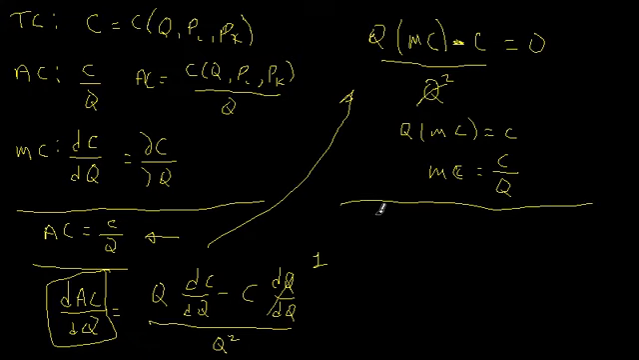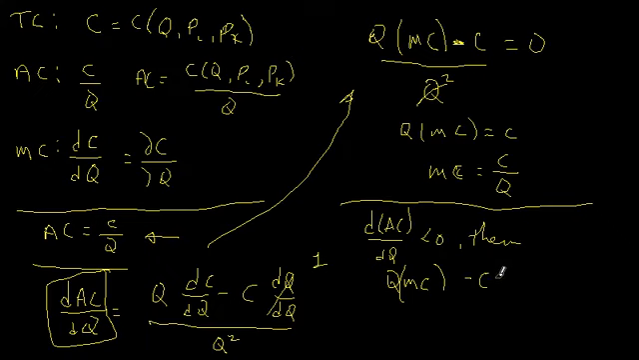And similarly, when average cost is falling, which is to say the derivative of average cost with respect to output is less than 0, then we'll have Q times marginal cost minus total cost less than 0, which implies that marginal cost is less than average cost.